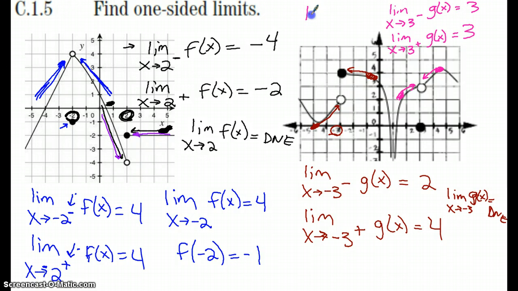So the limit, the actual limit, as x approaches 3 of g of x, is 3. But notice that g of 3 is 0. All right, that's okay. The limit exists. The function is not continuous there, but the limit exists.